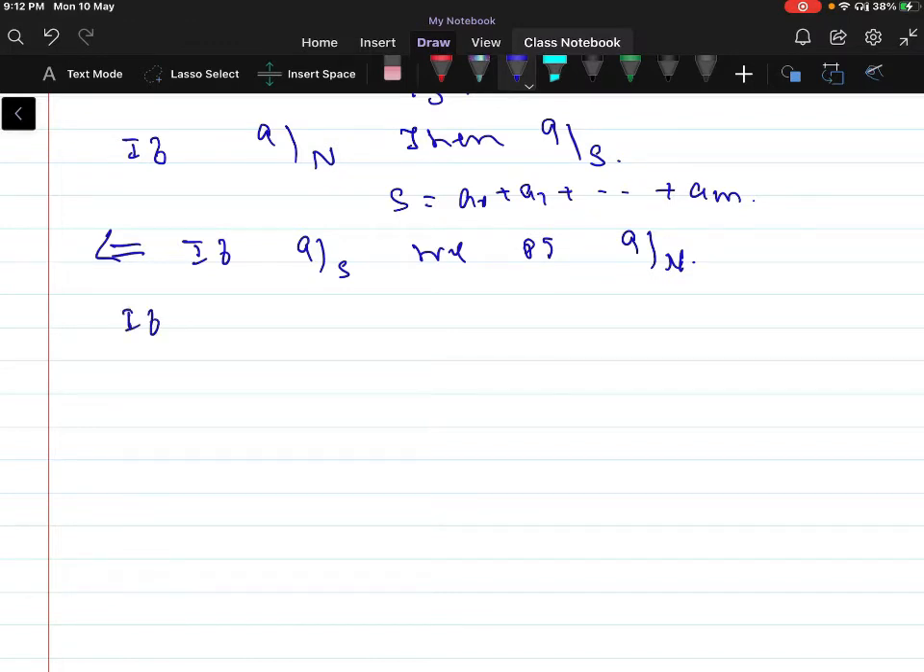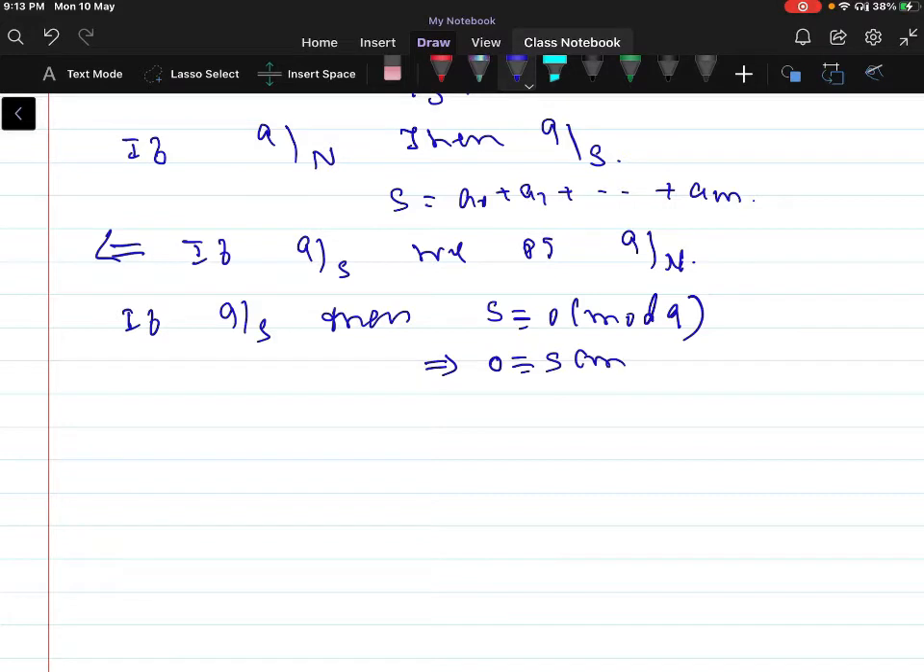If 9 divides s, then s is congruent to 0 modulo 9. This implies 0 is congruent to s modulo 9. Since congruence is symmetric, if s is congruent to 0 modulo 9, then it can be written as 0 is also congruent to s modulo 9.